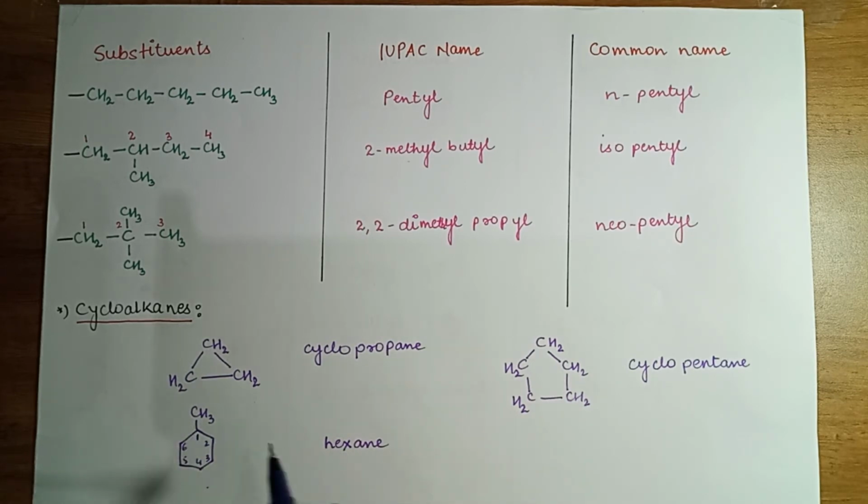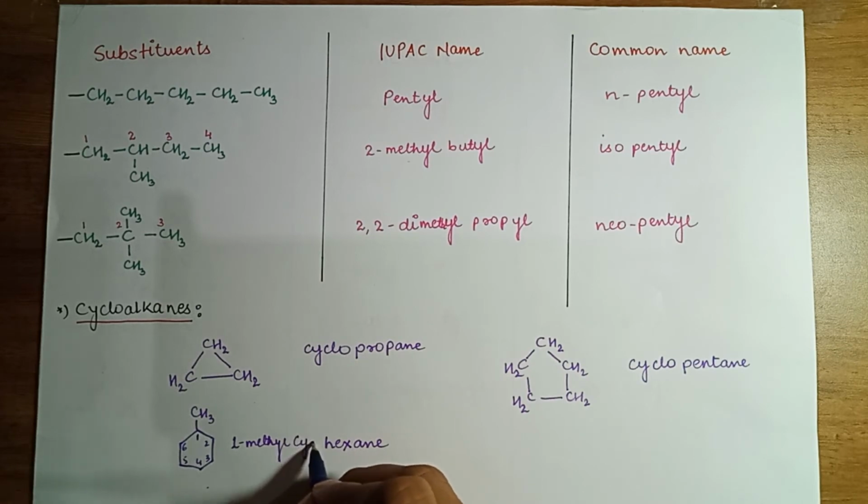So what will be 1-methyl, and the 2 degree prefix will be cyclo. So 1-methylcyclohexane is the name of this compound. Let us discuss one more example.